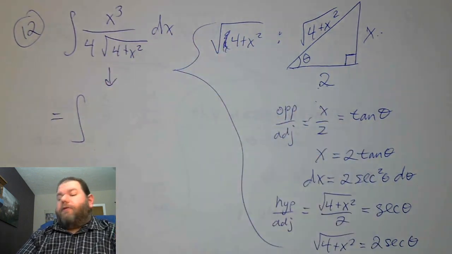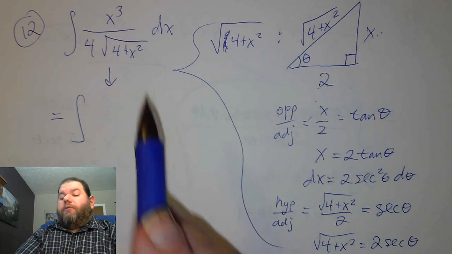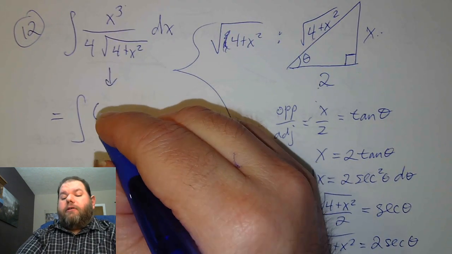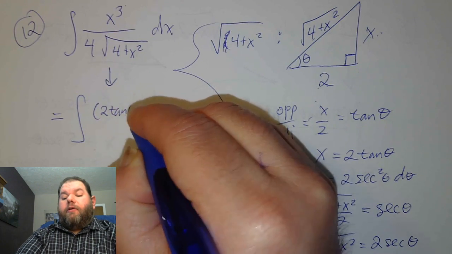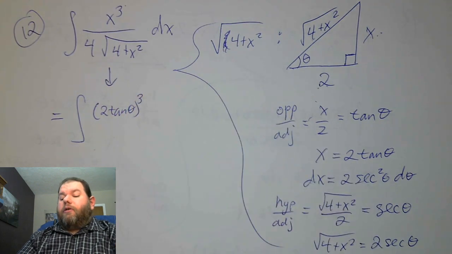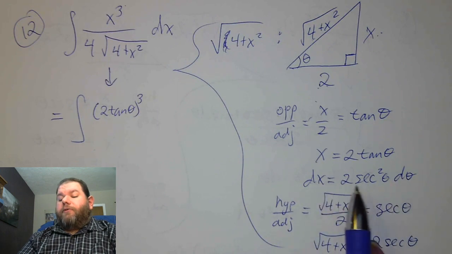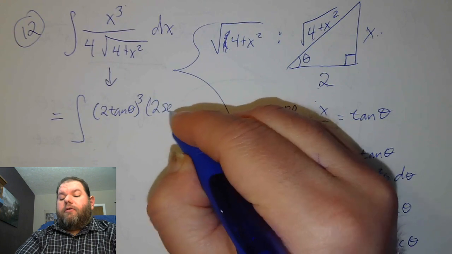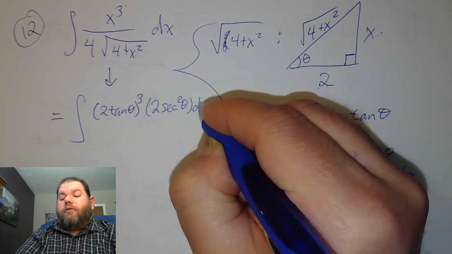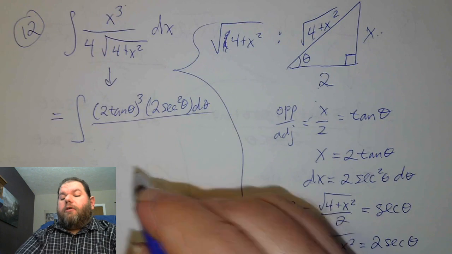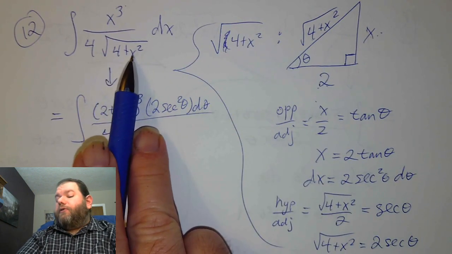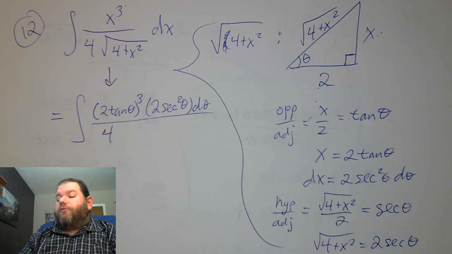Let's make our substitution. We have x cubed on top. Now x, we said, was 2 tangent theta, so that'll be cubed. We also need dx in the numerator, which is 2 secant squared theta d theta. On the bottom we have a 4 times the square root of 4 plus x squared, which we said was 2 secant theta down here.